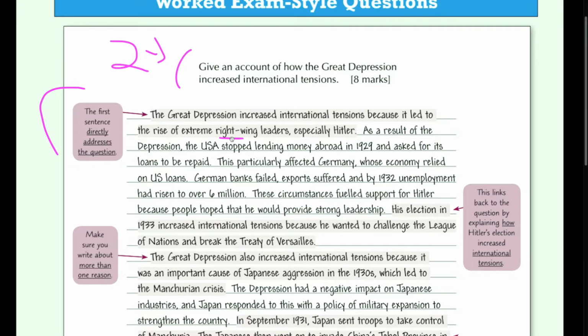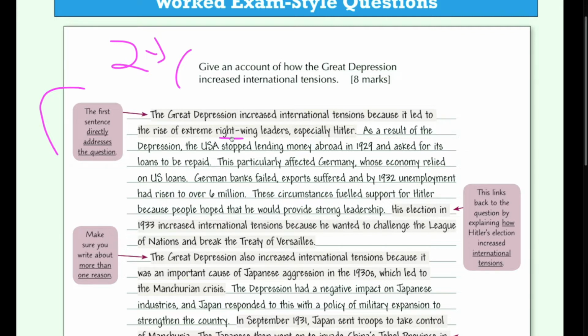Okay. And as a result of the Depression, the USA stopped lending money abroad in 1929 and asked for its loans to be repaid. Remember, loans was empréstimos, right? To be repaid, I mean, America had lent money to some countries, so now they wanted to be repaid. So this particularly affected Germany, whose economy relied on U.S. loans. So Germany was really relying on the American money, so that's why it affected Germany directly.